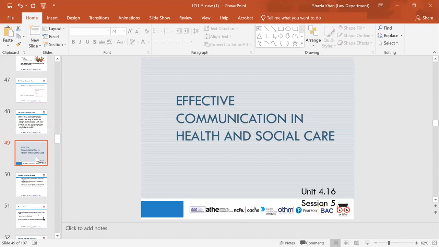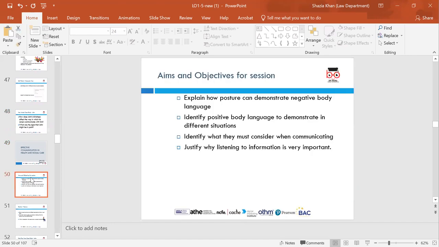Now we're looking at session 5. The aims of the session are to explain how posture can demonstrate negative body language, to identify positive body language to demonstrate in different situations, to identify what they must consider when communicating, and to justify why listening to information is very important.